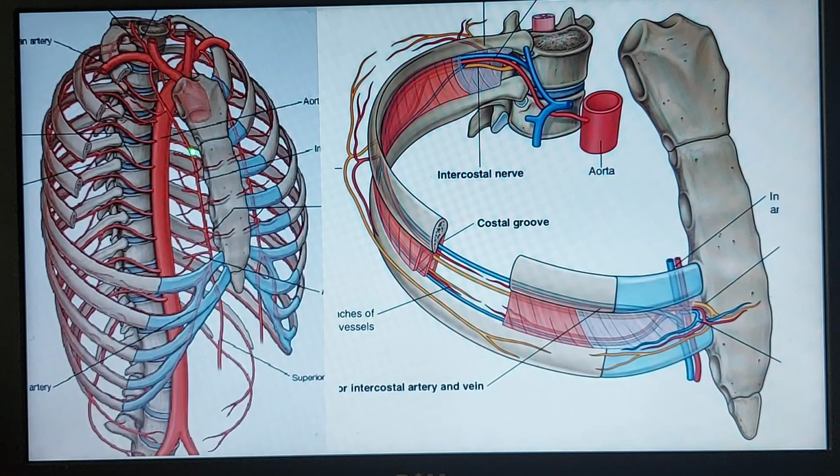This internal thoracic artery is a branch of the subclavian artery, the first part of the subclavian artery. Here we can see that here is the internal thoracic artery. From here the anterior intercostal arteries go backward, and here they join with the posterior intercostal artery. Here we can see the posterior intercostal artery.